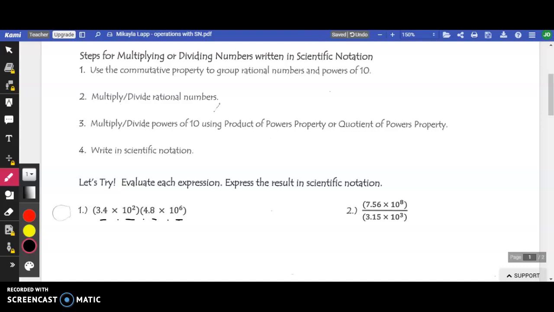So first, we're going to multiply or divide our rational numbers. In that case, that's our 3.4 and 4.8. So first, we're going to do 3.4 times 4.8. Okay, and I'm doing the best I can with writing. Obviously, that one wasn't that great, but you understand what I'm doing. So 3.4 times 4.8 equals 16.32.